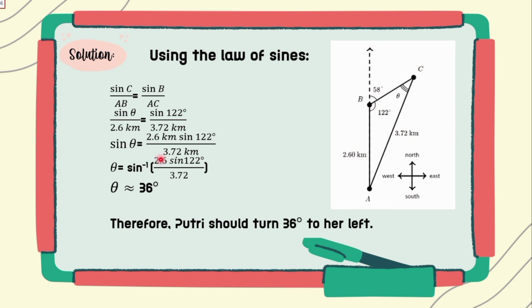And since we're gonna have to find the value of this theta, we're gonna have to apply the arc sine, which is the inverse of this function. So theta is equal to sine inverse of 2.6 sine 122 degrees over 3.72. So evaluate using a calculator, and therefore the value of our theta is approximately 36 degrees. So therefore, this part is 36 degrees, and therefore Putri should turn 36 degrees to her left.